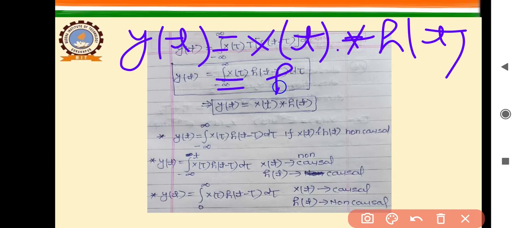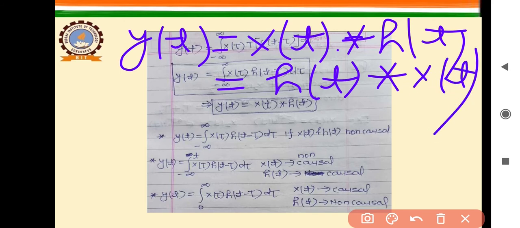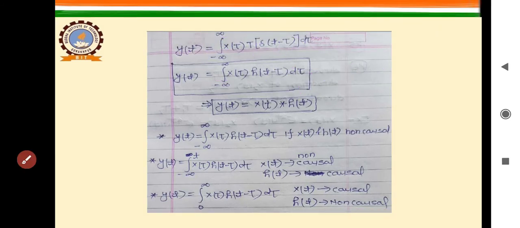We can also write it as h(t) convolution with x(t), because we have seen earlier that the convolution property is commutative. Because convolution follows the law of commutation, we can write it as x(t) convolution with h(t) or h(t) convolution with x(t) also. Next, this convolution integration can be written, suppose x(t) and h(t) both are non-causal signals.